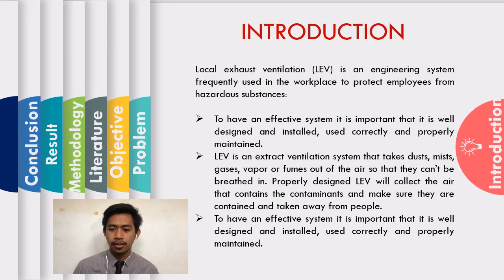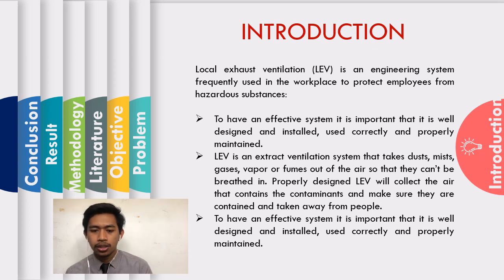For this chapter, which is the introduction: local exhaust ventilation is an engineering system frequently used in the workplace to protect students, employees and staff from hazardous substances. The LV has a hood that can capture dust and chemical mist in the workplace. An effective LV system is well designed and installed, used correctly and properly maintained. LV must be properly designed for better performance.